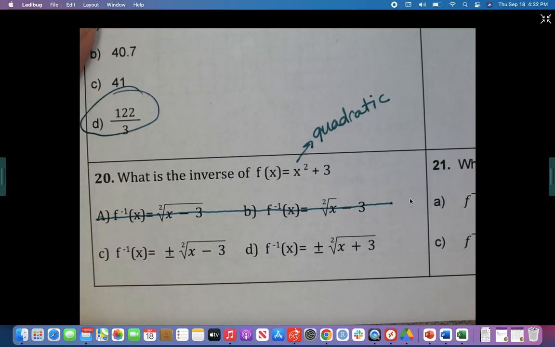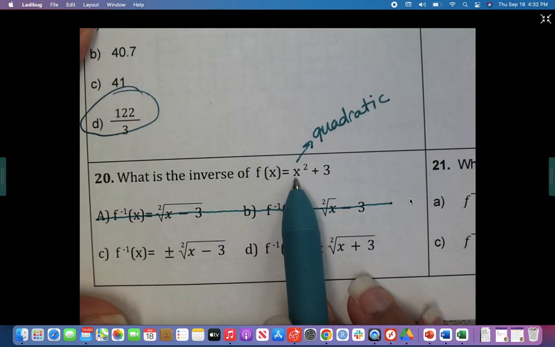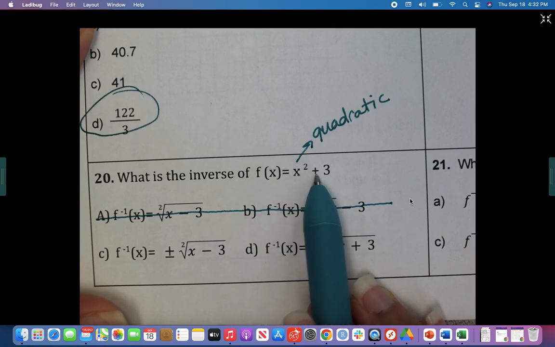So then if you understand how inverses work, remember you are undoing the order of operations because you would have to solve for this variable right here. So remember we switch x and y, so this would actually be y squared plus 3.